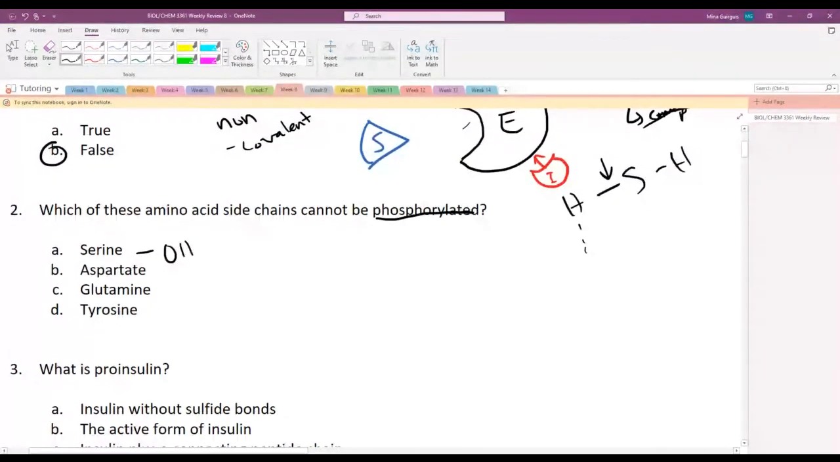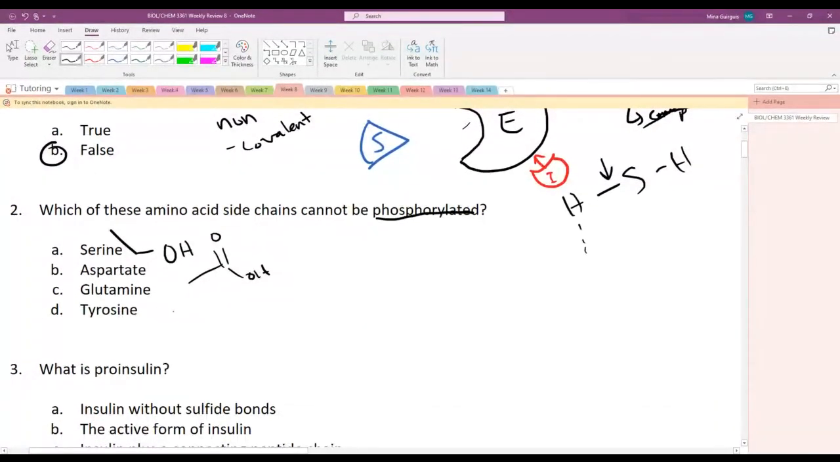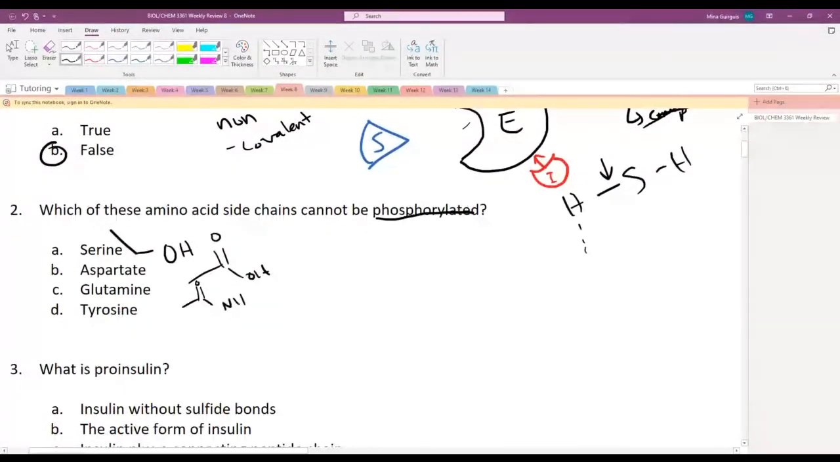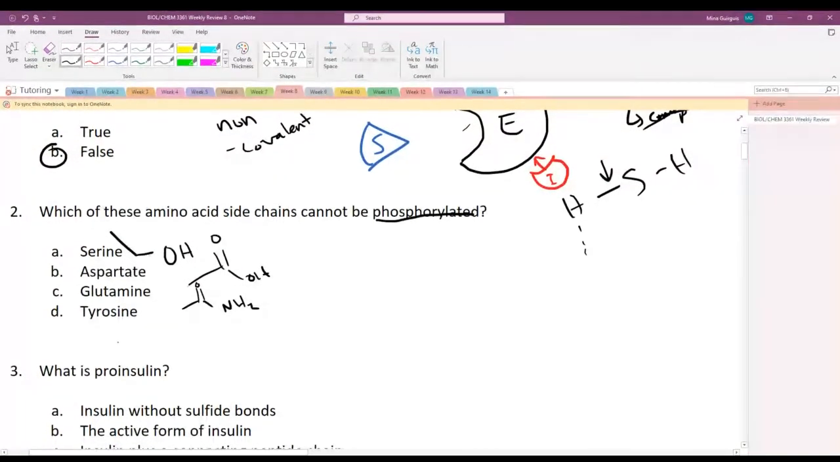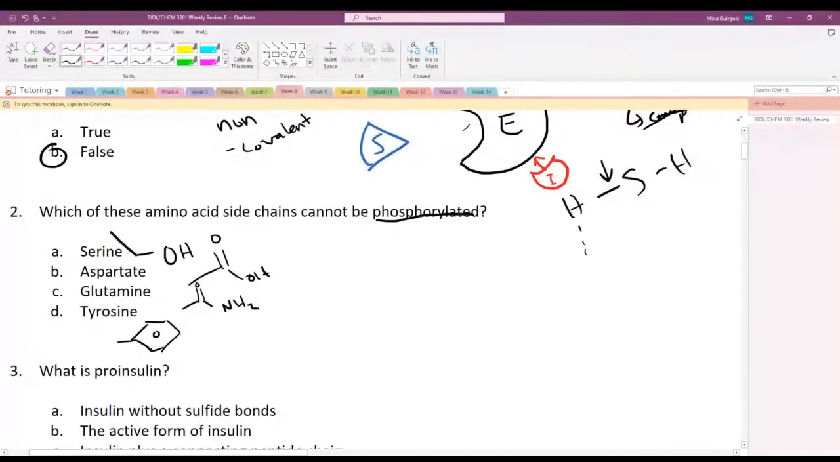So serine, I know, is an OH. I know it's got some other stuff like a carbon. Aspartate is something carboxylic acid. Glutamine is kind of the same with one extra carbon, except it's an amide. And then tyrosine is this ring with an OH.